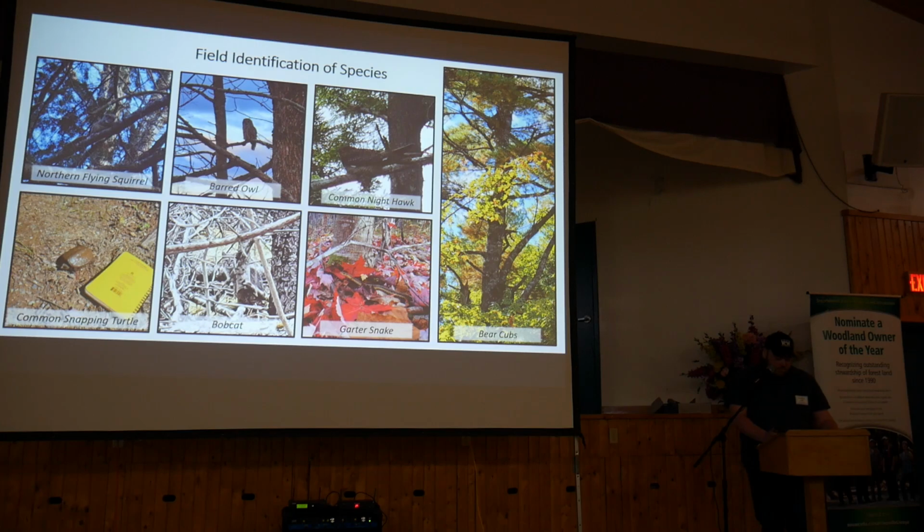And then sometimes when we're out there, obviously we can find and identify the critter itself. So here's just a few pictures I wanted to add in of some of the ones I've seen. First at the top there's a northern flying squirrel, barred owl, and a nighthawk. Then at the bottom there's a snapping turtle, a bobcat, garter snake, and then off to the side you can kind of see them, but there's 3 bear cubs in that tree.